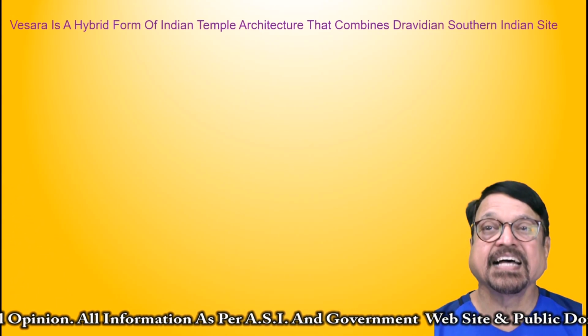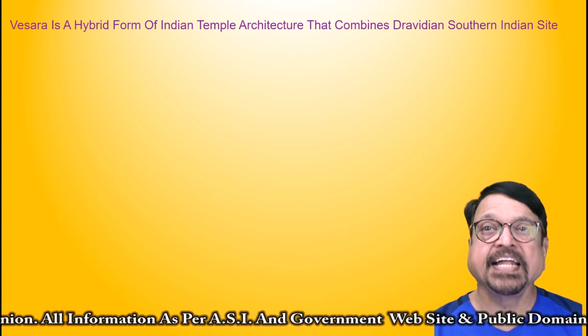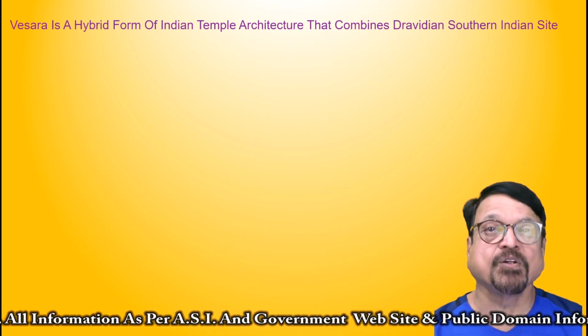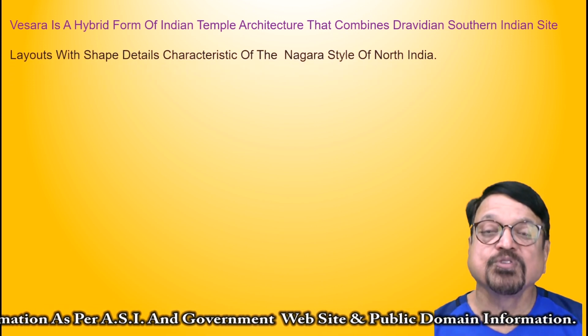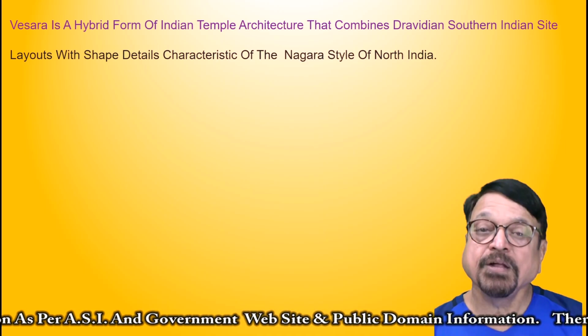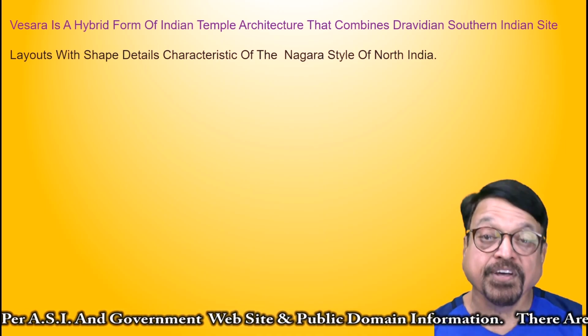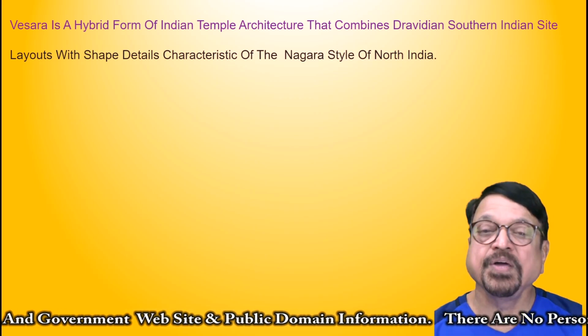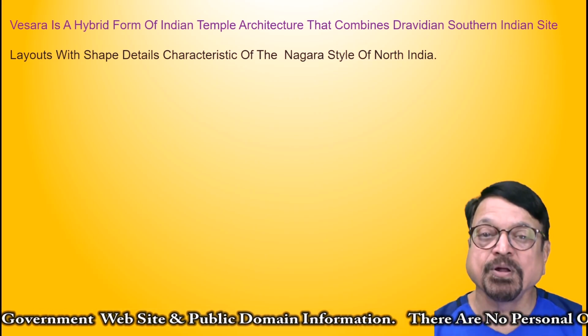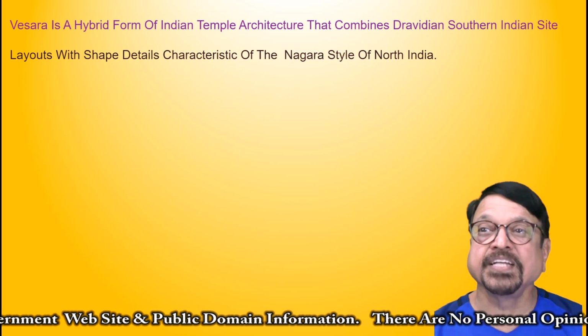Vesara is a hybrid form of Indian temple architecture that combines Dravidian and Nagara styles. So both combined to make a Vesara. Some people call it the Chalukyan style also because they were the first to introduce it, possibly in Aihole. We have got good videos on it. We have got some videos on the development of temples also. They elaborate all these things.